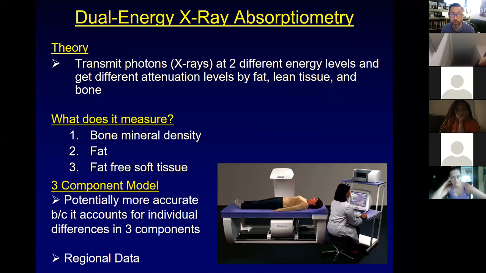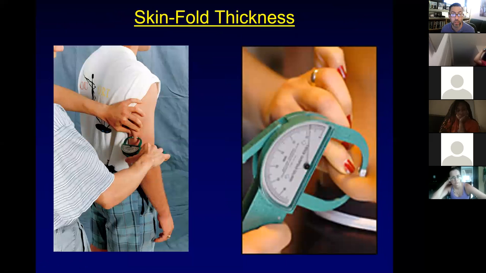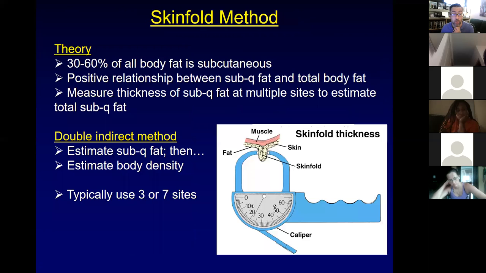Okay. We talked about DEXA. We talked about what you get from the DEXA scan. We talked about MRI the other day. These are what MRI images look like. Okay, so let me talk a little bit about the different skin fold sites and how we're going to measure skin folds. Okay, so when we do the fold, we would ideally like for it to look like this.